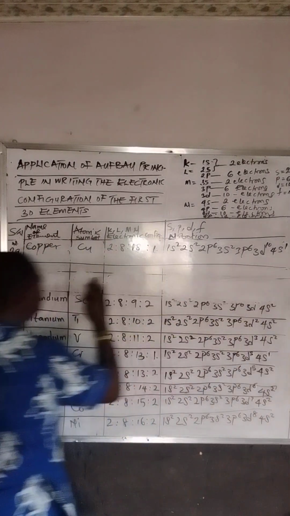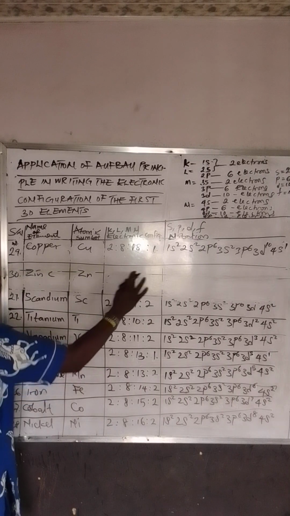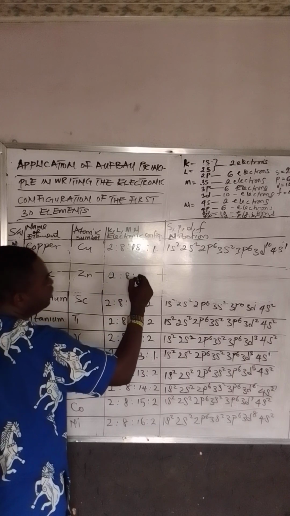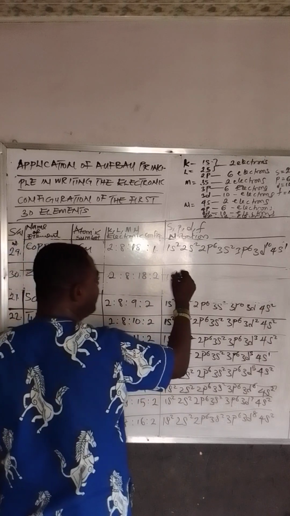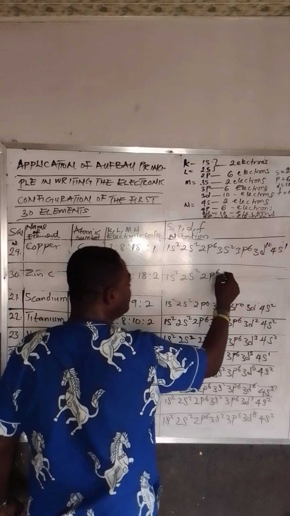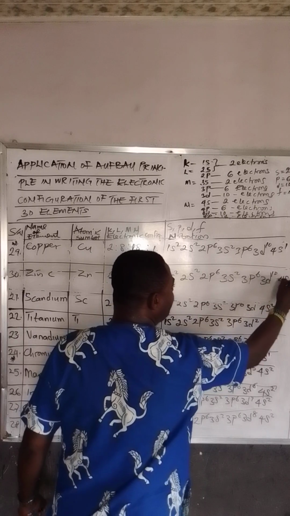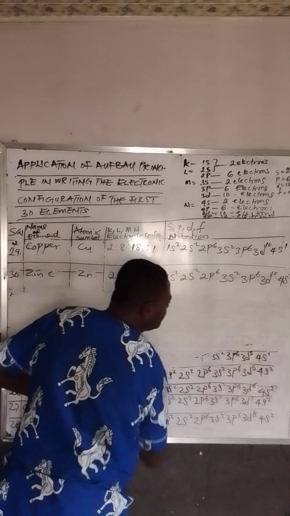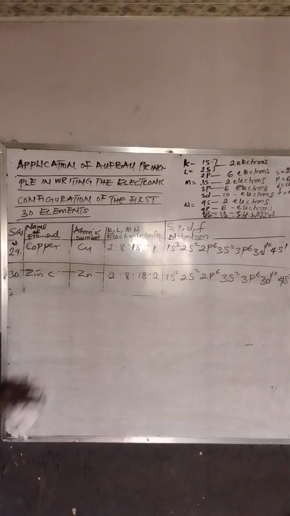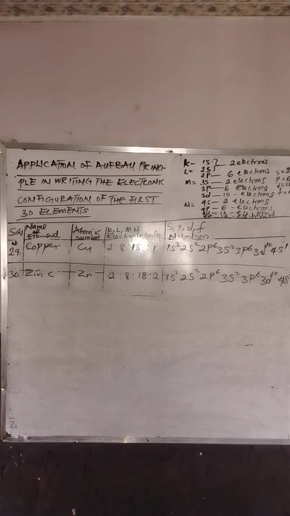Then the last one, number 30, is zinc, Zn. The configuration of zinc is 2, 8, 18, 2. Now, the configuration will be 1s2, 2s2, 2p6, 3s2, 3p6, 3d10 and 4s2. So we are done with that. I want to now show you some special cases with a classwork.